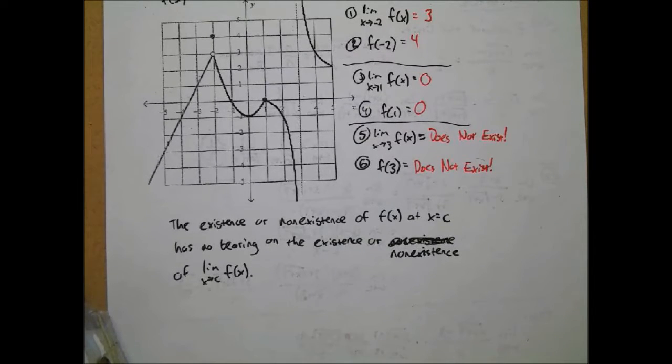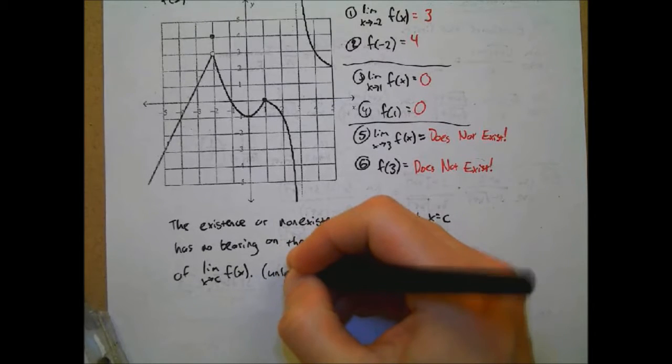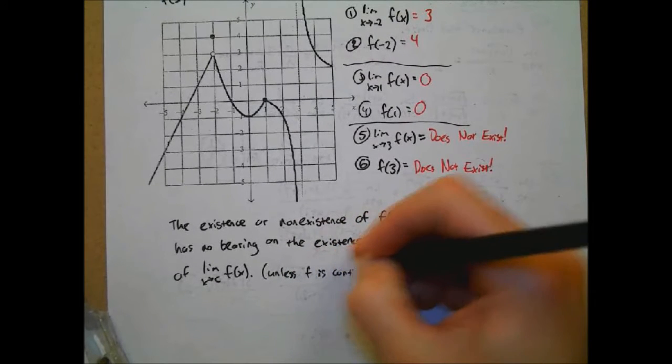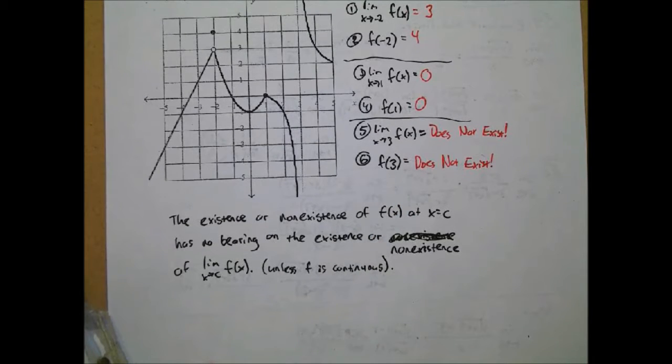So would you write at the end of that, unless it's continuous? Yeah, you could say that if you wanted to. Might not be a bad note there. Yes, unless f is continuous. Then the value of the function and the limit as x approaches that particular c value are the same thing. All right, I've got one more thing I'm supposed to show you here, so I'm going to do that.